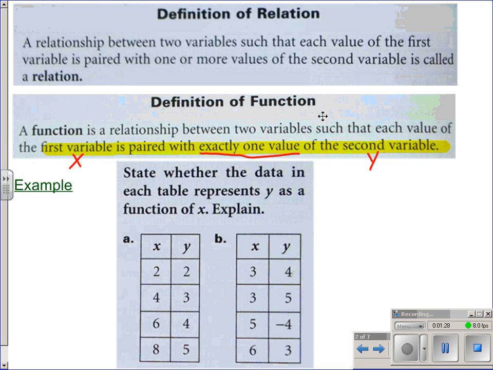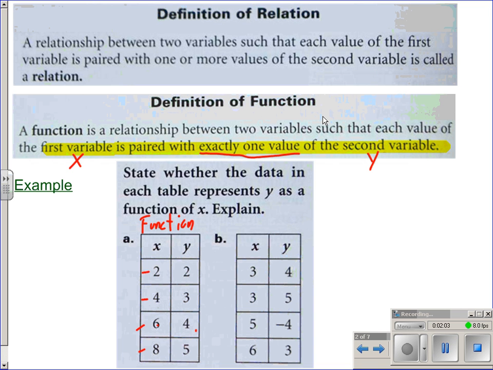And so what you're looking at is, really, do you have the same x value going to different y values? So we've got x values of 2, 4, 6, and 8. Those are all different x values. This is all fine. It's just 2 goes to 2, x value of 4 goes to a y value of 3, x value of 6 to a y value of 4. It's perfectly fine. There's no one x value going to two different y values. So this is a function.